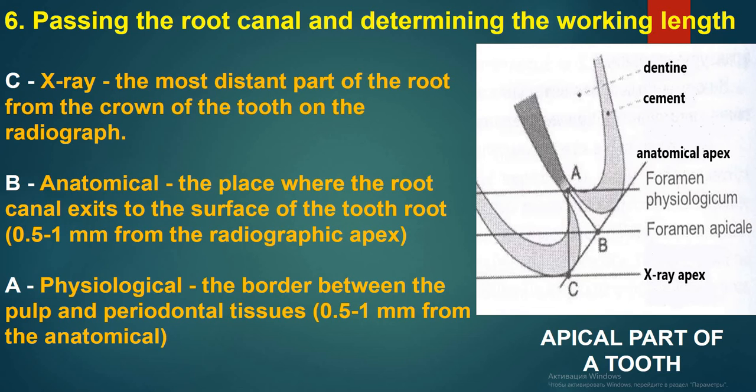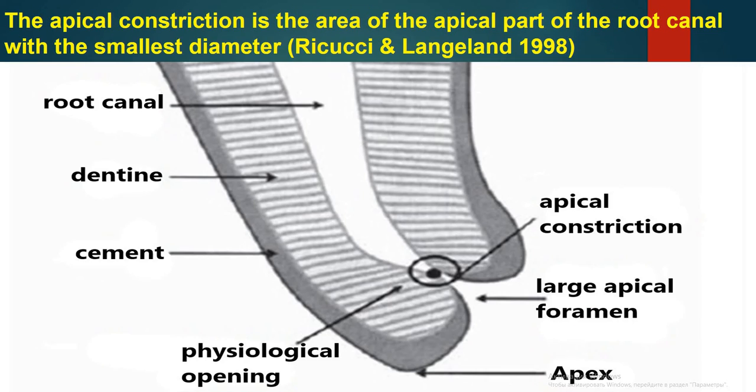A. Physiological apex, the border between the pulp and periodontal tissue. It is 0.5 to 1 millimeters from the anatomical apex. The apical constriction is the area of the apical part of the root canal with the smallest diameter, by Ricucci and Langeland, 1998.